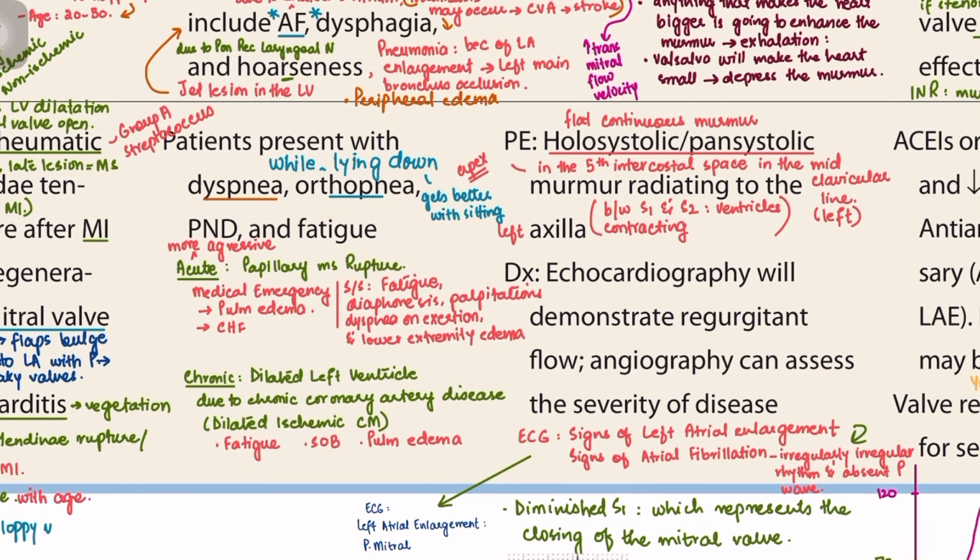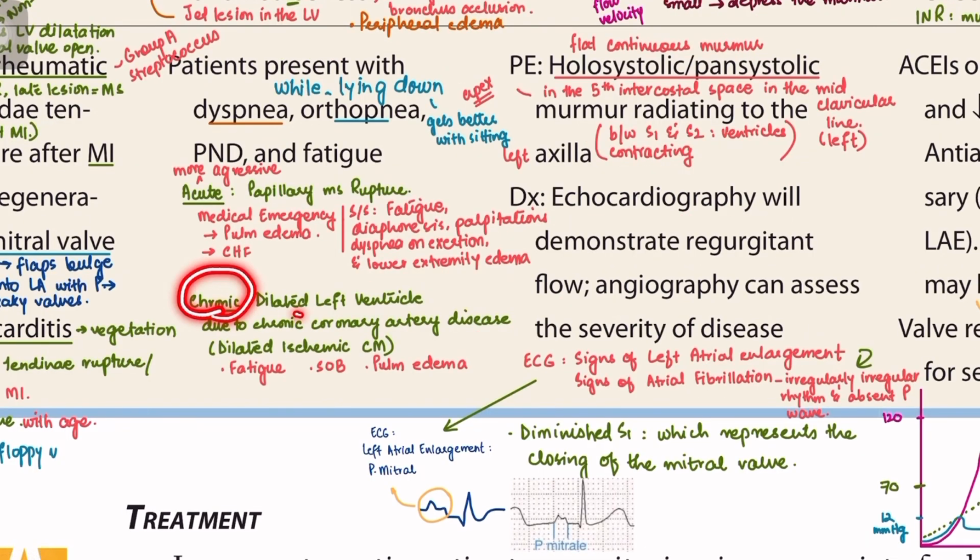We could also divide the symptoms into acute and chronic. In acute setting, for example during papillary muscle rupture, you will have pulmonary edema and congestive heart failure. This is a medical emergency and you need a more aggressive approach to dealing with this. The signs and symptoms of this can include fatigue, diaphoresis, which is sweating, palpitations, dyspnea on exertion, and lower extremity edema. The chronic causes can be dilated left ventricle due to chronic coronary artery disease, that is dilated ischemic cardiomyopathy, and this can result in fatigue, shortness of breath, and pulmonary edema.